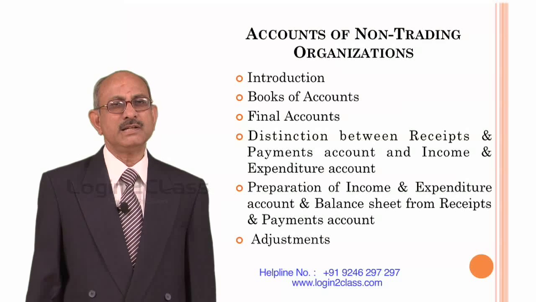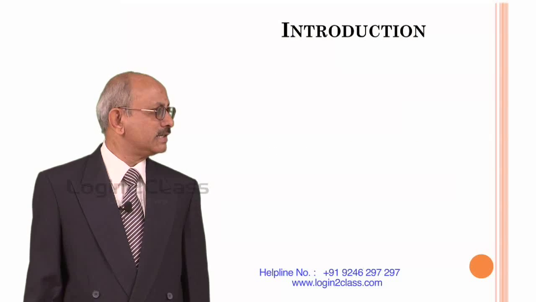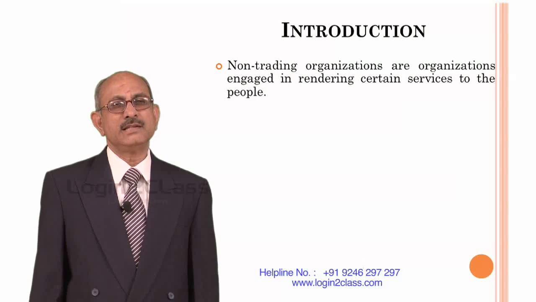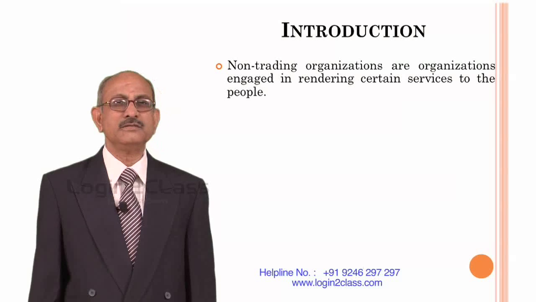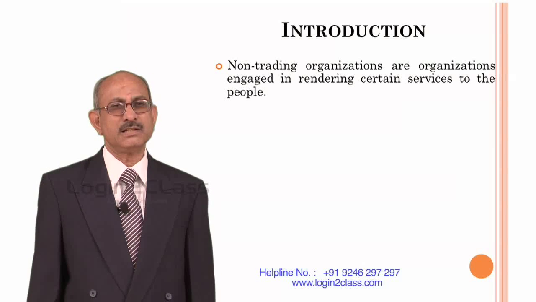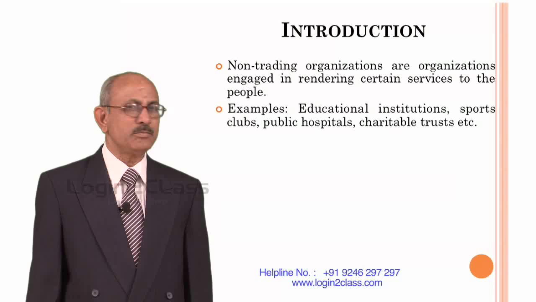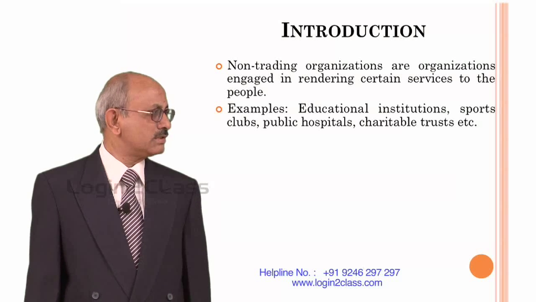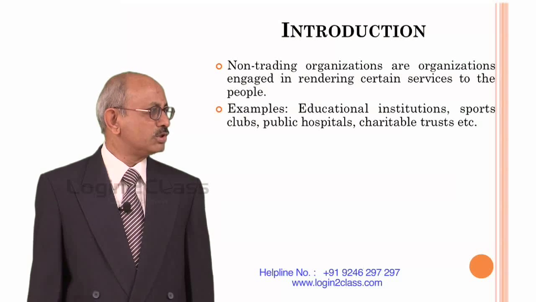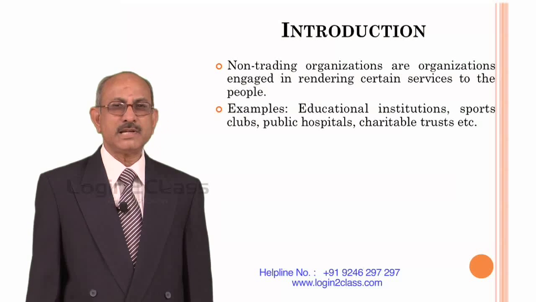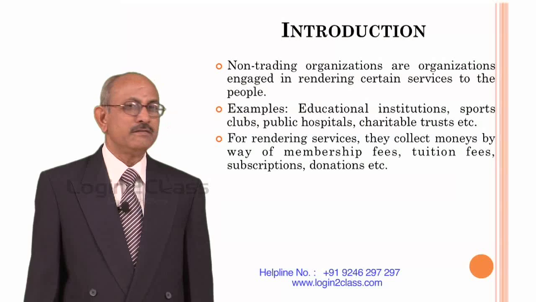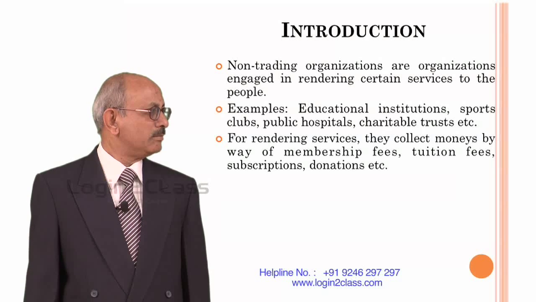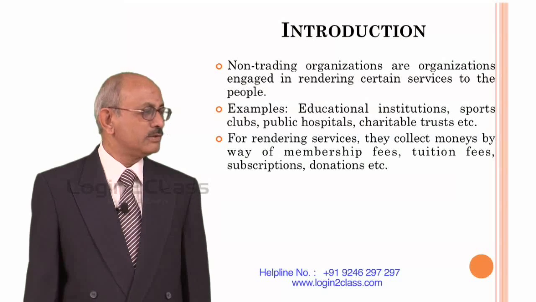So let us start with the meaning of non-trading organizations. As the name suggests, these are organizations engaged in rendering certain services to the people. That means they are not in the business of trading. Examples are educational institutions like schools, colleges, sports clubs, public hospitals, charitable trusts, etc. Their main purpose is to render service. For rendering services, they collect monies by way of membership fees, tuition fees, subscriptions, donations, etc.